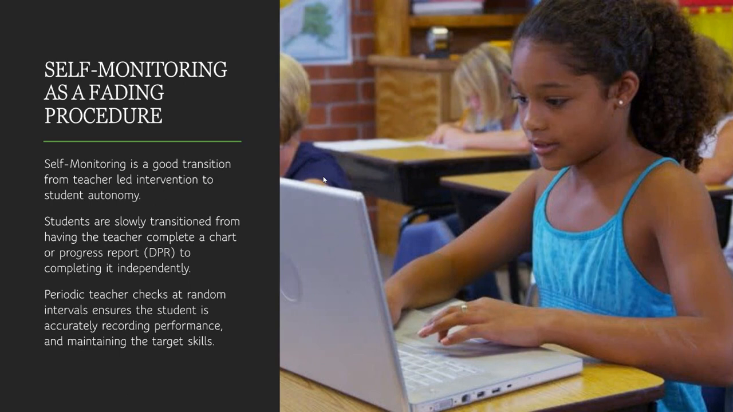So when we are looking at this, students are going to slowly transition from having the teacher complete a chart and those daily progress reports to students completing it independently and monitoring themselves. Teachers are still going to provide periodic checks at random intervals to make sure that the student is accurately performing and recording their performance and maintaining those target behaviors and skills. So again, fading means we are slowly and incrementally removing those interventions and supports so that students can begin to self-regulate.